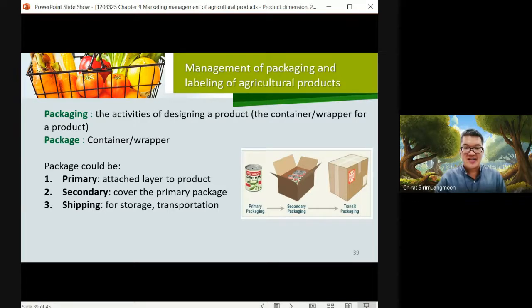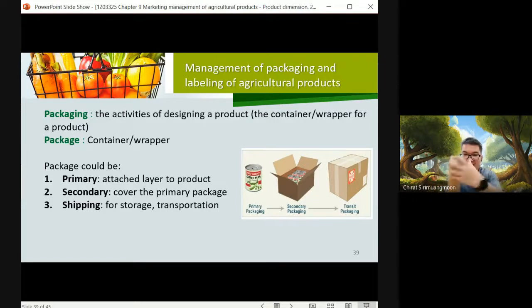Then let's talk about packaging. Packaging is actually the activity where you design a product, you design what it should be. So don't get confused between packaging and the packet. Packet is actually the material that is used to cover, but packaging is the activity of designing a product. In this case, package can be three layers. The primary layer, which is the attached layer.